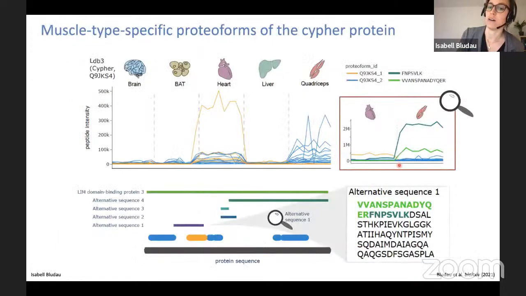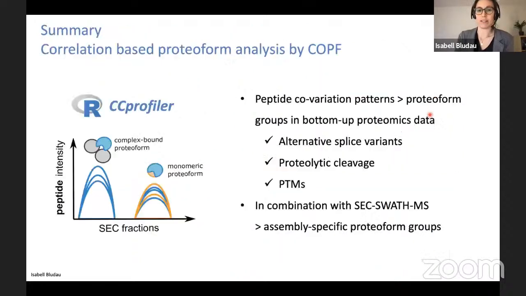So what we could do is basically figure out, based on our data, that there are 2 distinct isoforms of the cipher protein that are heart or skeletal muscle specific, something that has already been known before, but that we again could see in a completely data-driven way from our data. So with this, I get to the summary.